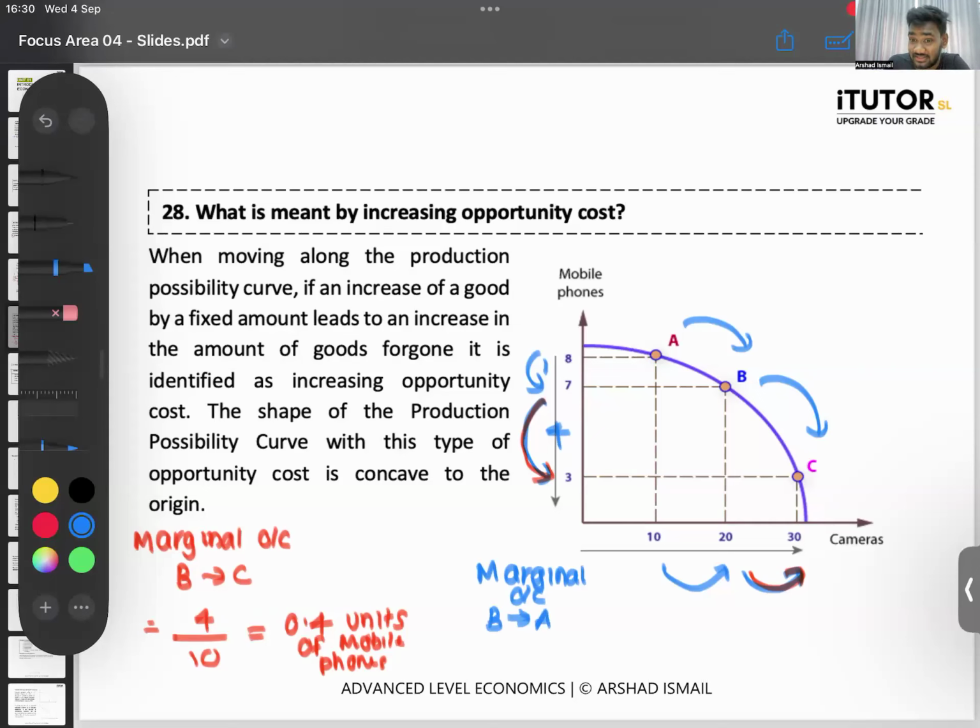B to A. What are we foregoing? When you're going from, let's say, B to A, you're foregoing 10 cameras. What are you gaining? You're gaining 1 mobile phone. So you all need to know how to nicely read this graph. You're gaining 1 mobile phone. So 10 divided by 1, you get 10. 10 what? 10 units of cameras. Okay, done.